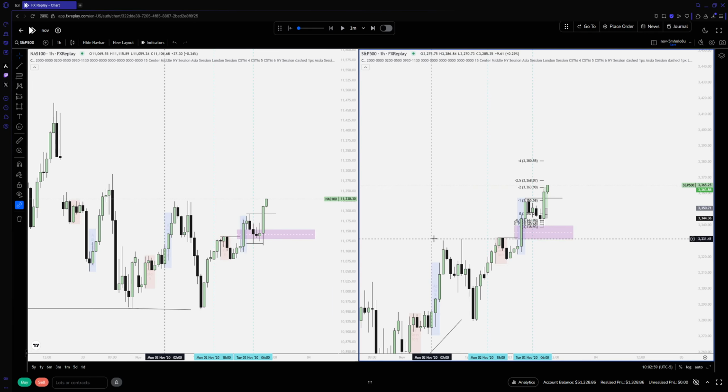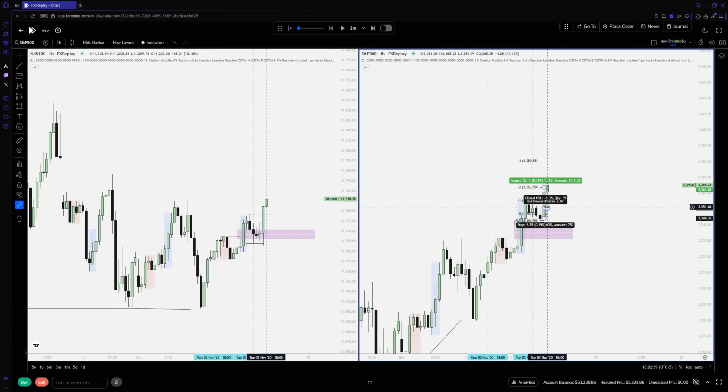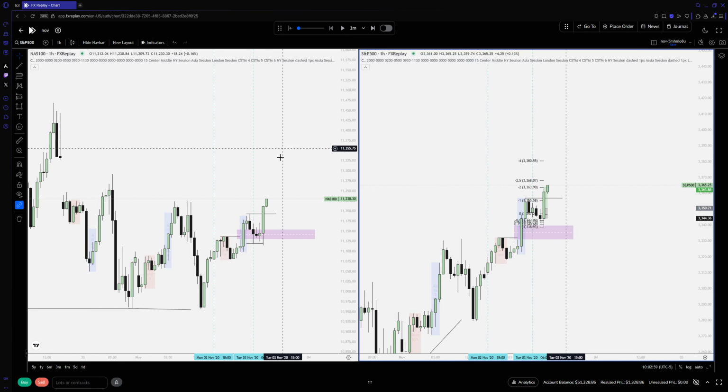One thing I wanted to see here on the 1 hour before I did anything is a sweep. Also, we were in a fair value gap. So ideally, if we're going to be long, I want to see this fair value gap hold and actually propel price upwards.